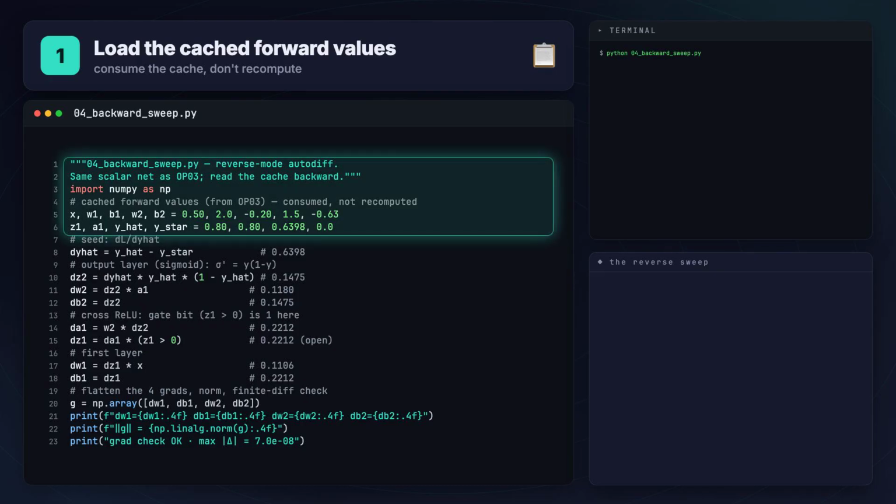First, the cached forward values, copied verbatim from 03 so the 2 episodes line up: the input X, the weights, and crucially the cached Z1, A1, and Y. We don't recompute them. The backward pass is a consumer of this cache. This is the whole memory versus compute trade-off of backprop in 3 lines.